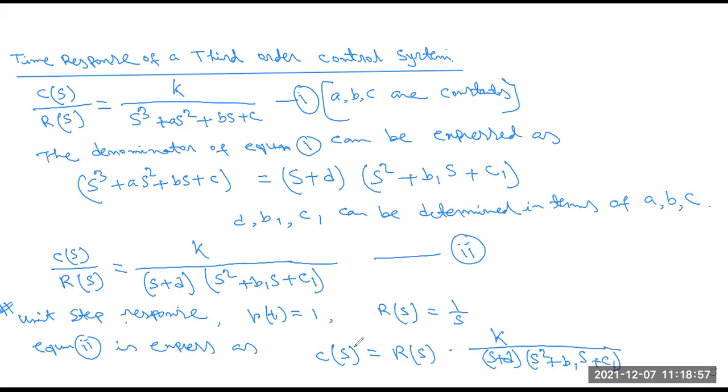This is clear? These are simple terms. C(s) by R(s), where R(s) is multiplied with this part also. Next page. So we write this equation for the unit step response: C(s) equals 1 by S, because we know R(s) equals 1 by S, times K by S plus D into S square plus B1 S plus C1.